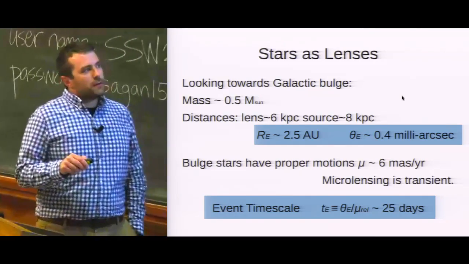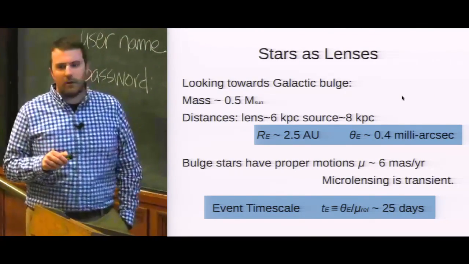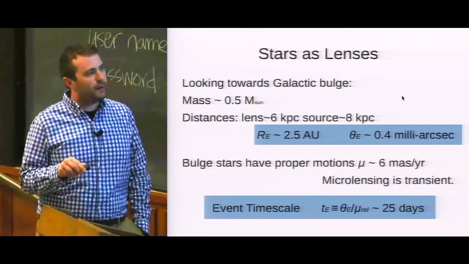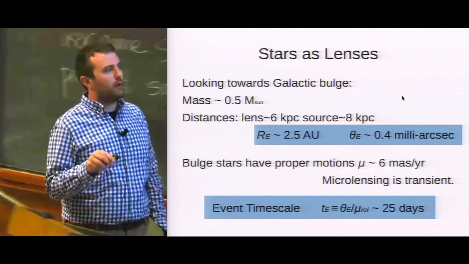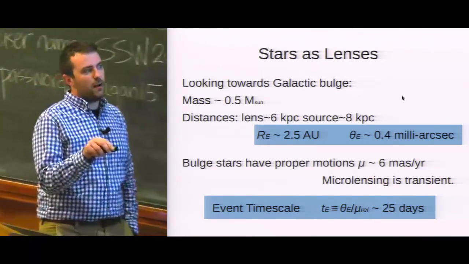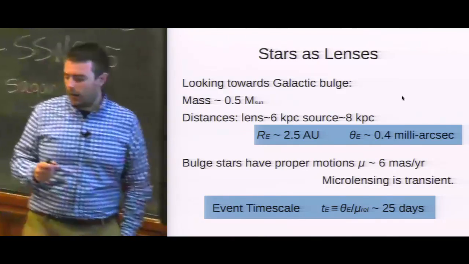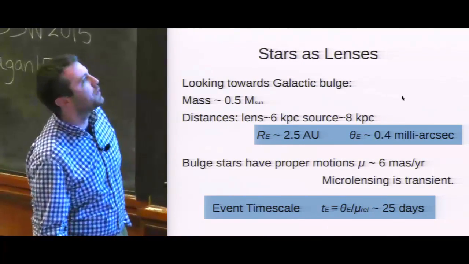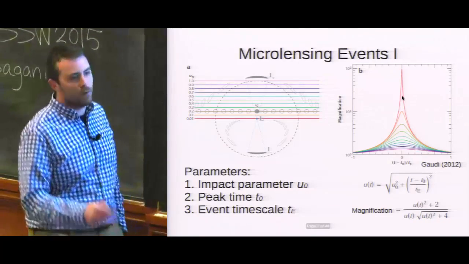Microlensing is also transient, so it doesn't take a star very long to move an AU. Typically, the timescale of a microlensing event for the proper motions typical for the bulge comes at about 25 days, which means that you need to keep searching to find microlensing events.